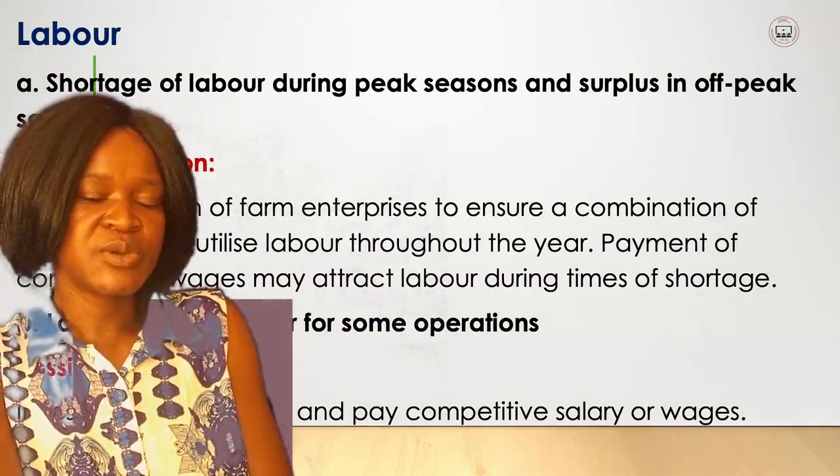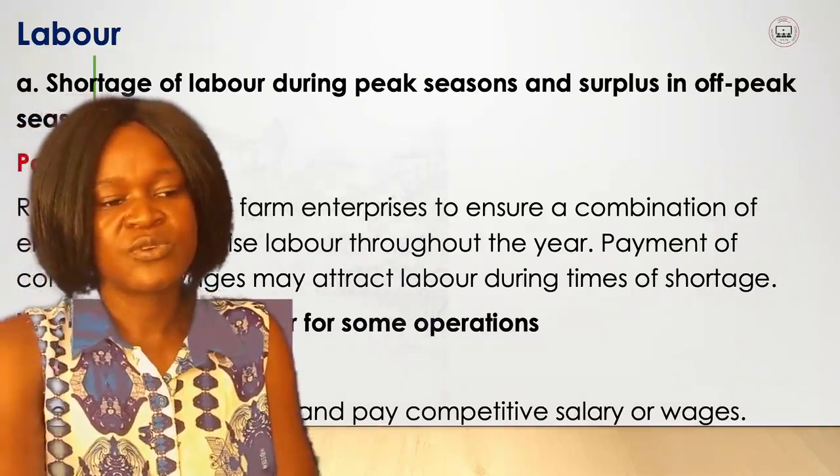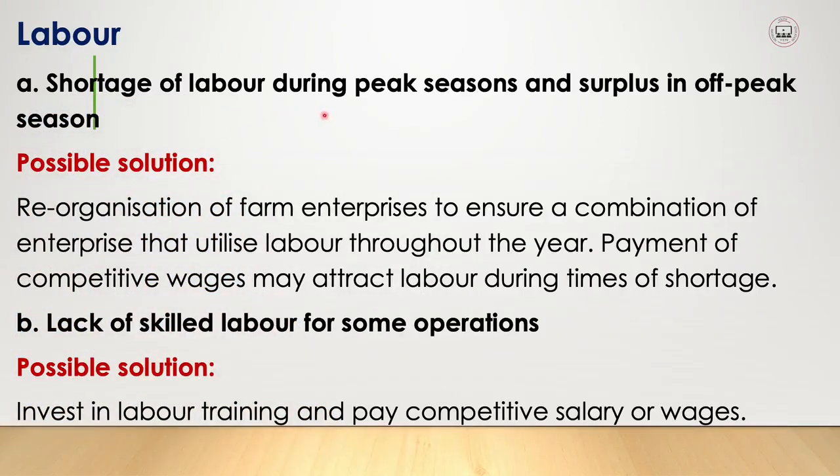Labor, as mentioned, is also another main factor of production, but there are some challenges associated with labor, like shortage of labor during peak seasons and surplus in off-peak seasons. The possible solution can be reorganization of farm enterprises to ensure a combination of enterprises that utilize labor throughout the year, and payment of competitive wages may attract labor during times of shortage.